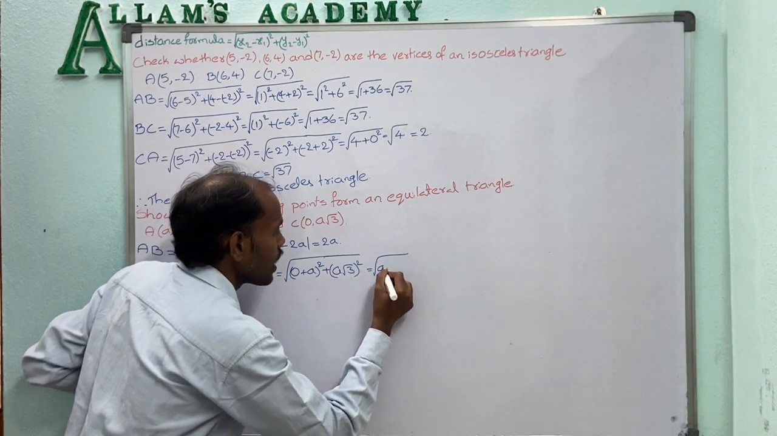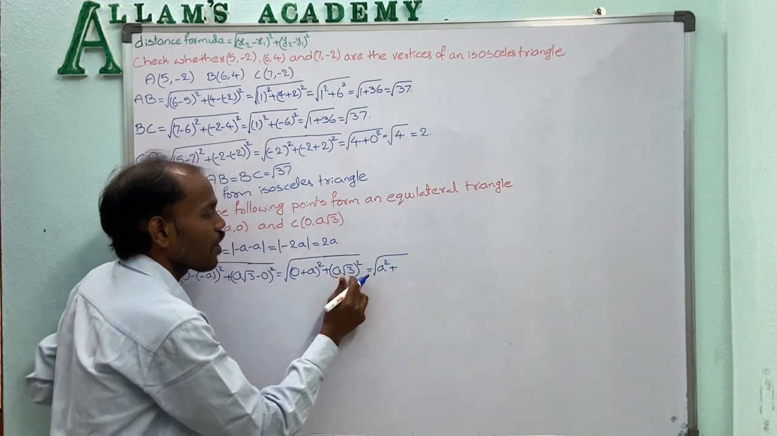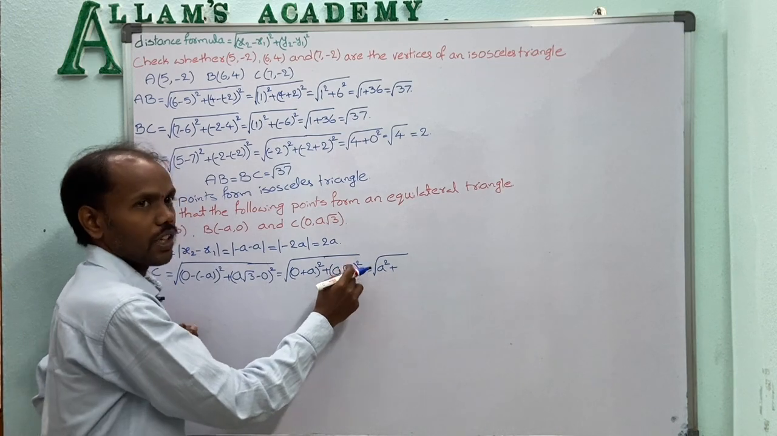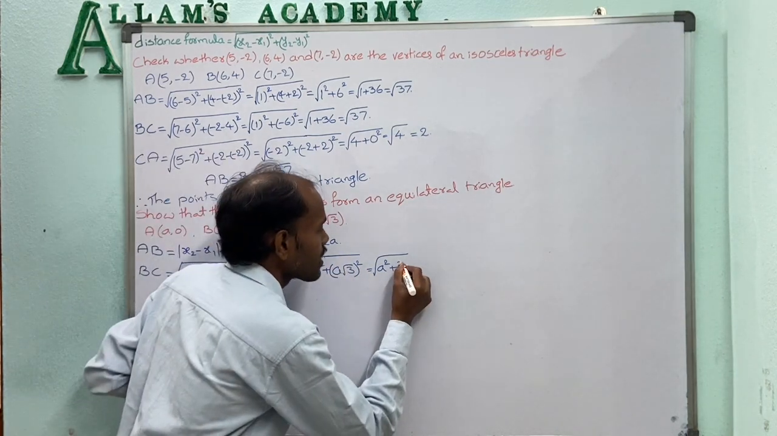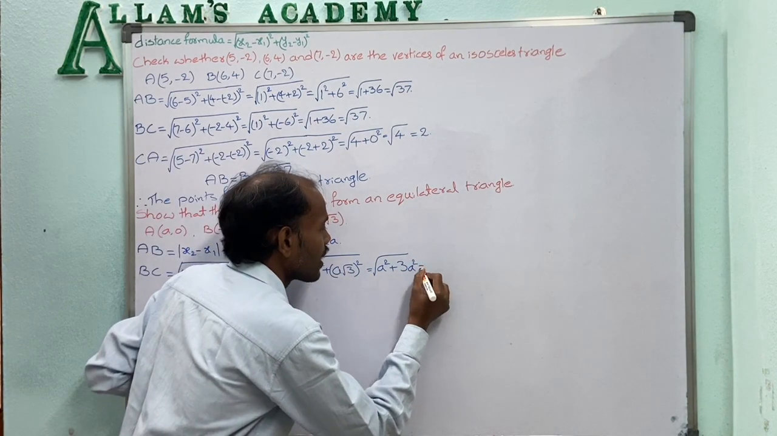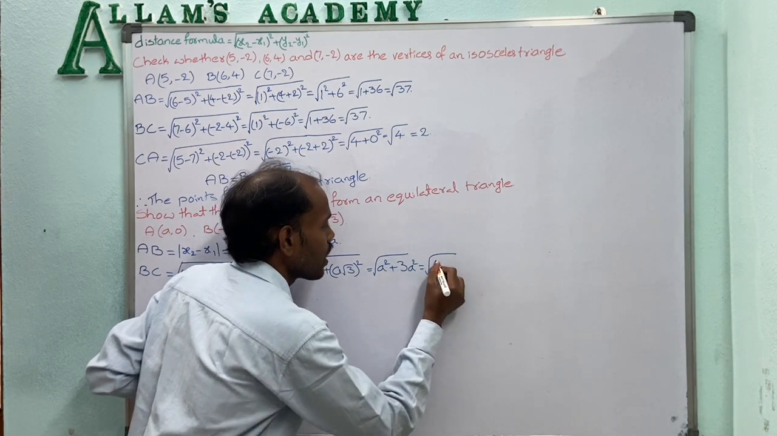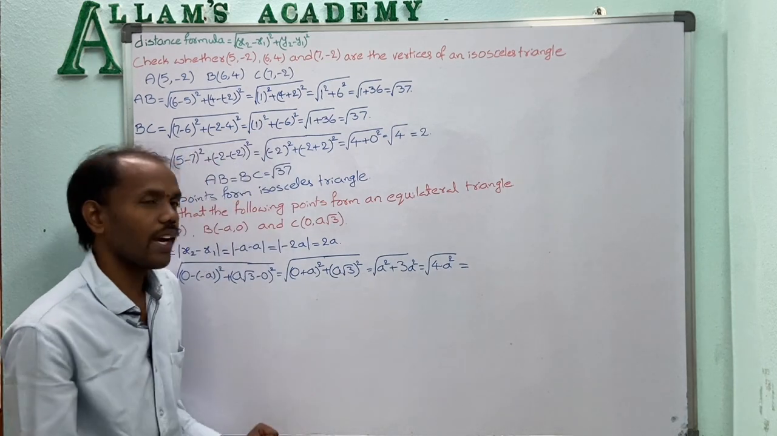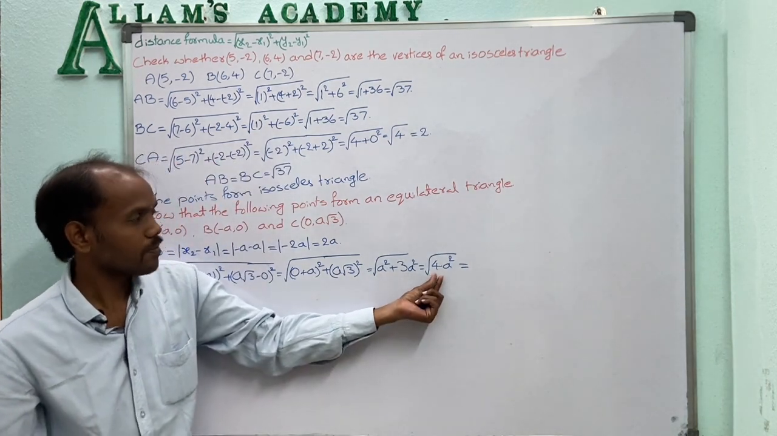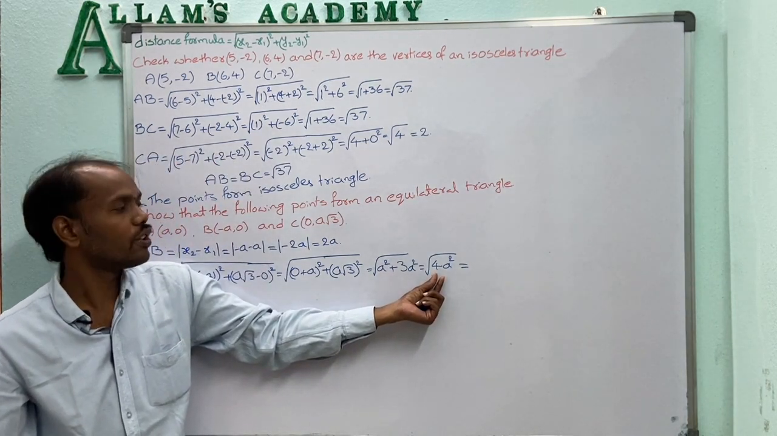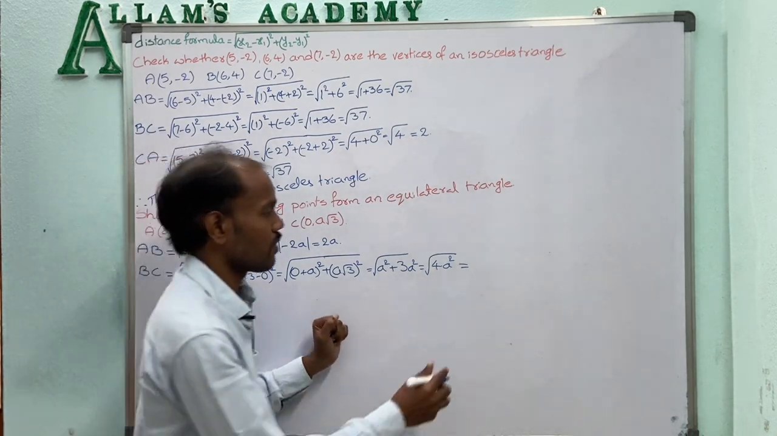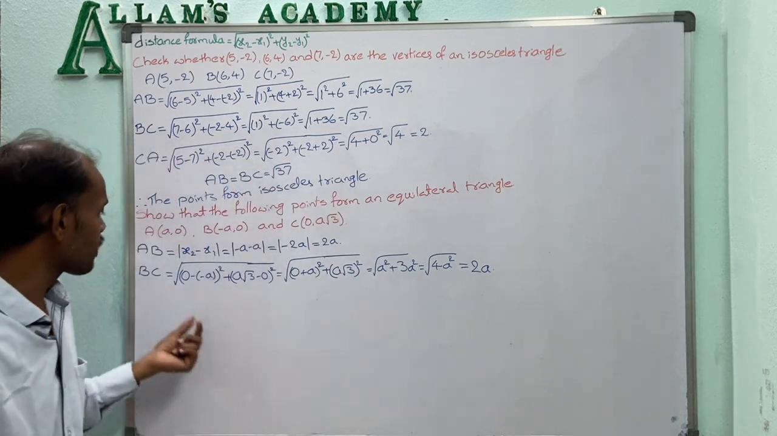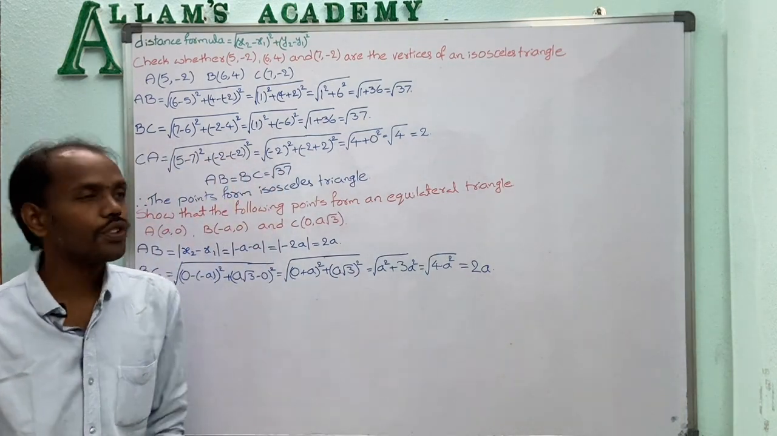So the square root of a square plus a root 3 whole square. A root 3 whole square is a square into 3, that is 3a square. So the square root of a square plus 3a square equals the square root of 4a square, that is 2a. So the length of the side BC is 2a units.